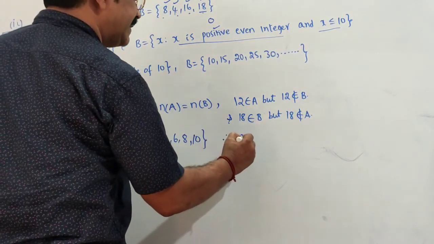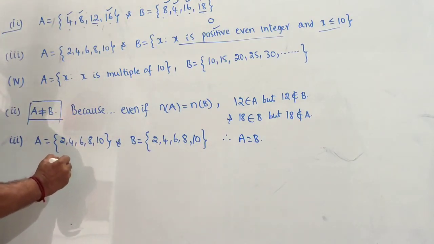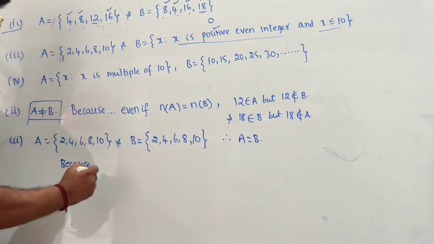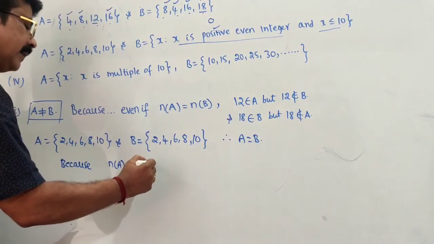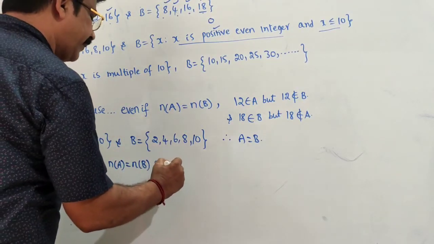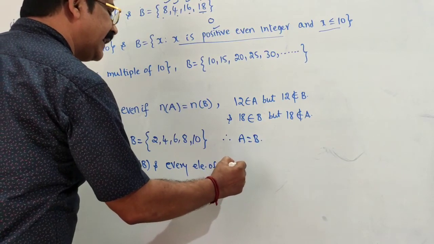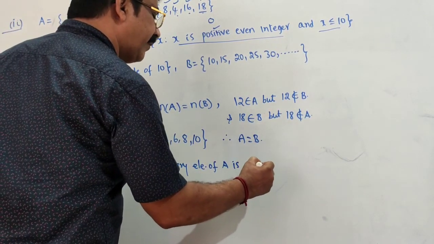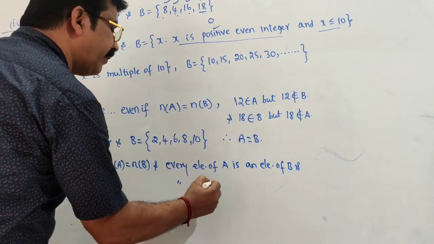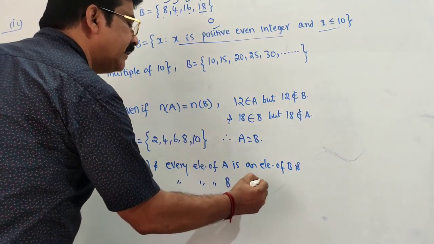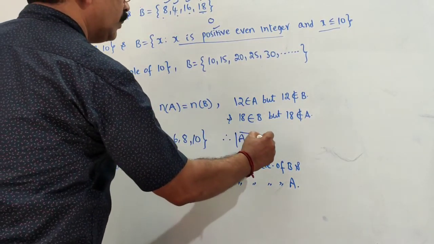So clearly A is equal to B, because n of A equals n of B, and every element of A is an element of B, and every element of B is an element of A. Therefore, A is equal to B.